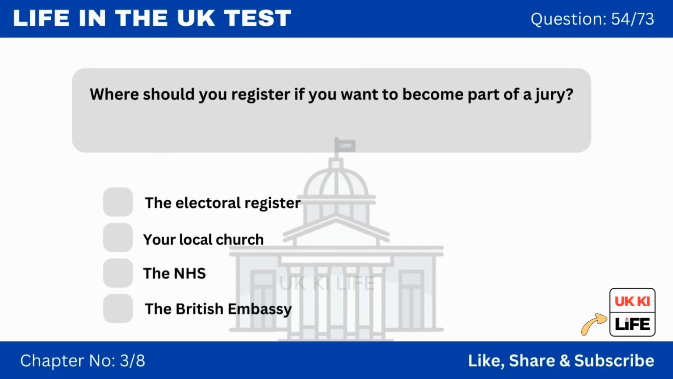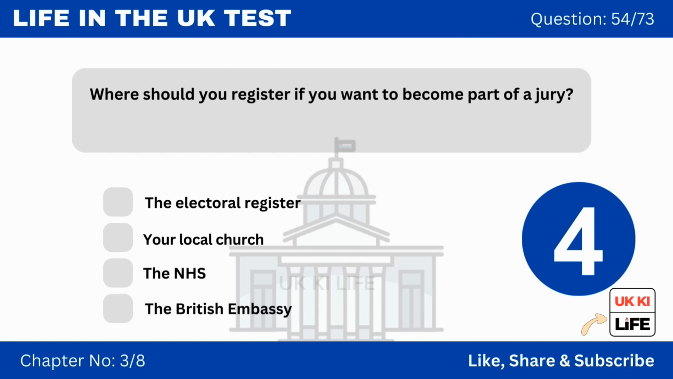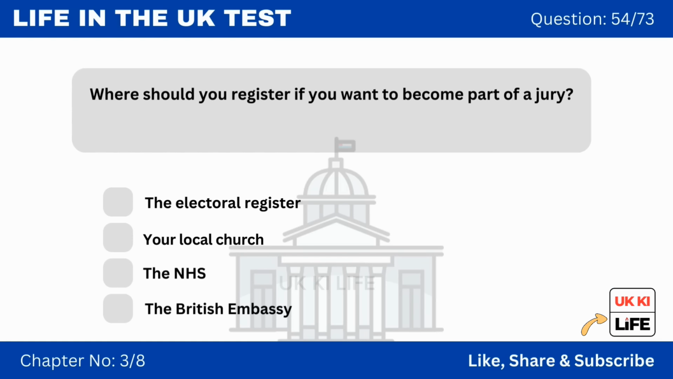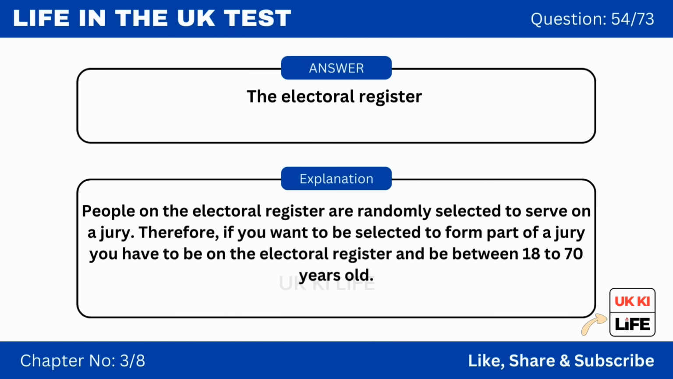Question 54. Where should you register if you want to become part of a jury? The Electoral Register. Your local church. The NHS. The British Embassy. The correct option is A. Explanation. People on the electoral register are randomly selected to serve on a jury. Therefore, if you want to be selected to form part of a jury, you have to be on the electoral register and be between 18 to 70 years old.